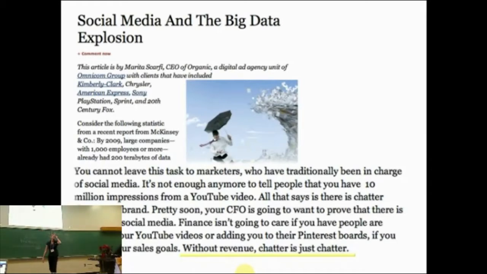And this is really aimed at marketers, CEOs, etc. And I just want to put this, without revenue, chatter is just chatter. I'm sorry, people. My chatter happens to be my human relationships and my deep connections with other people. My chatter is not just chatter. It is the way in which my friendship is solidified with you.